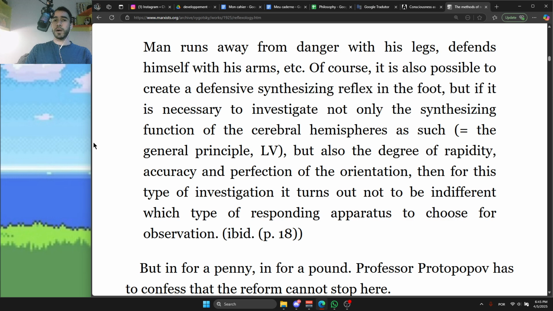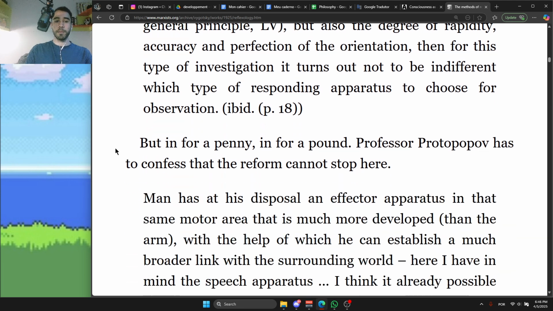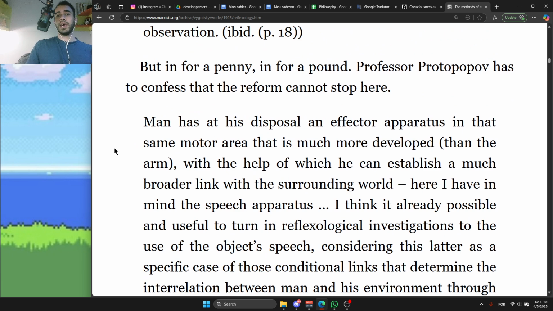Of course, it is also possible to create a defensive synthesizing reflex in the foot, but if it is necessary to investigate not only the synthesizing function of the cerebral hemispheres as such, the general principle, but also the degree of rapidity, accuracy, and perfection of the orientation, then for this type of investigation, it turns out not to be indifferent which type of responding apparatus to choose for observation.